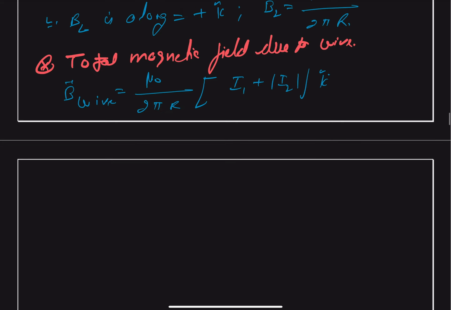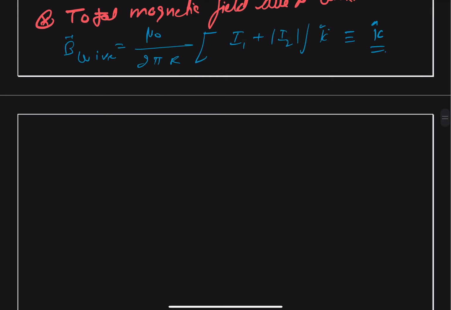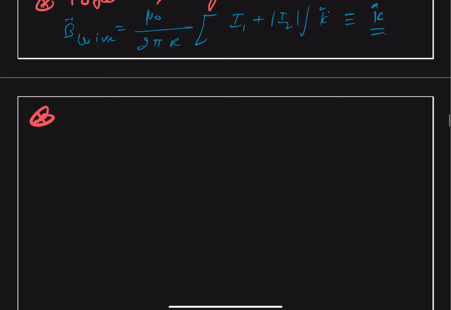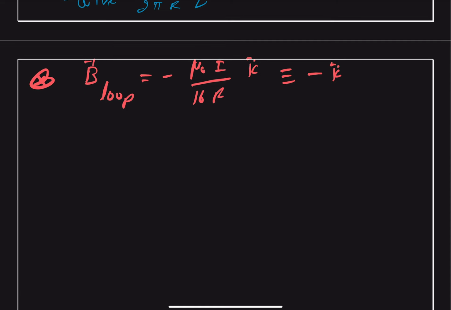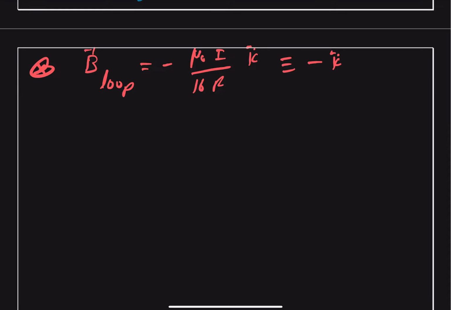So it means B wire, the direction is along k unit vector, and the magnetic field due to the loop at the origin we just found out. So we can say B loop is equal to minus mu naught I upon 16r with k unit vector, and here the direction is along minus k unit vector.